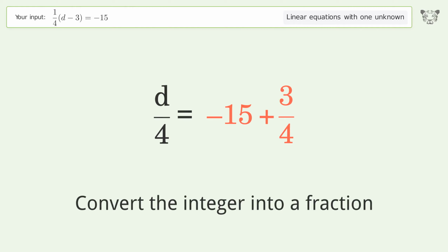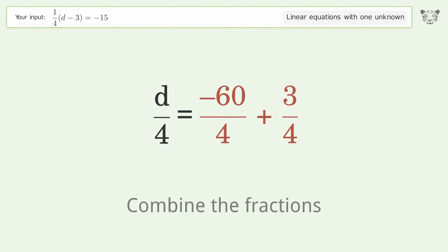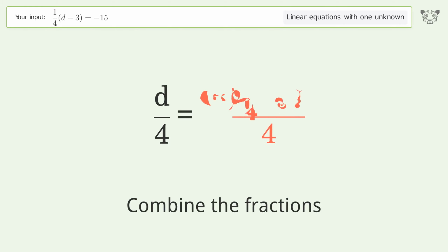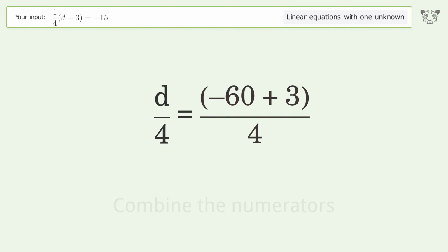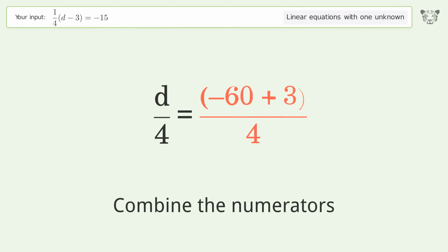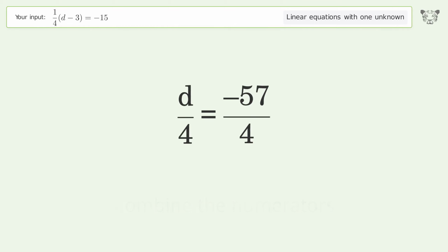Convert the integer into a fraction. Combine the fractions. Combine the numerators. Isolate the d. Multiply both sides by 4.